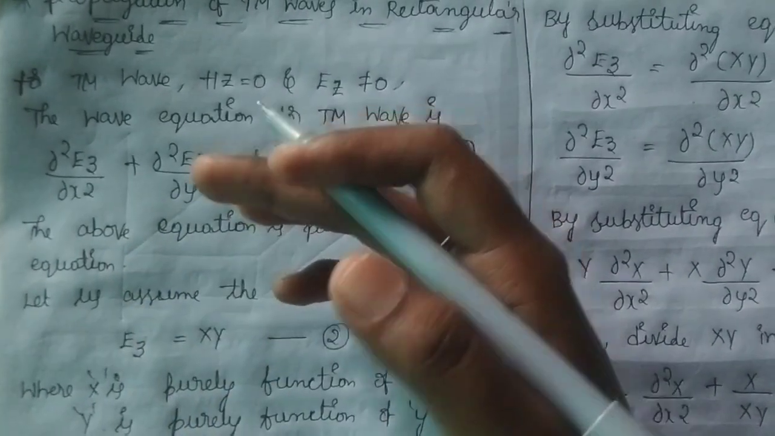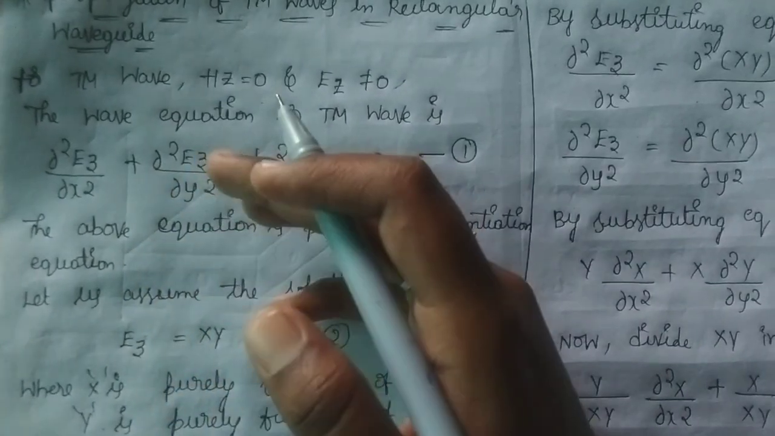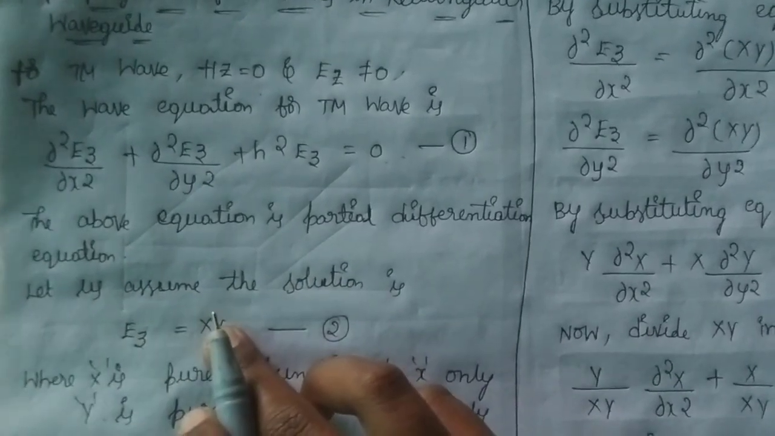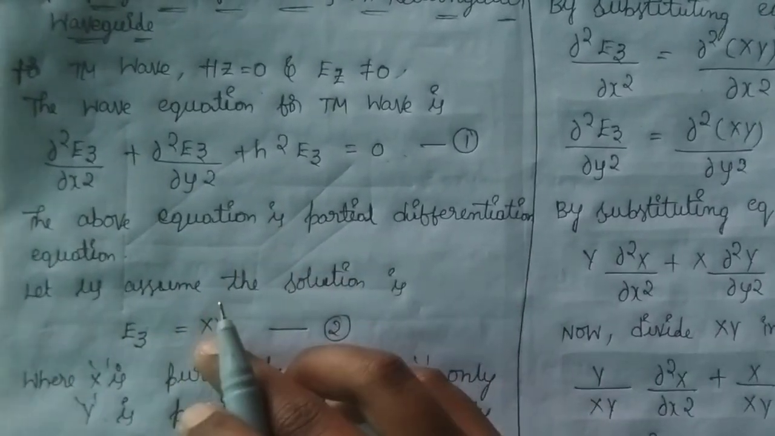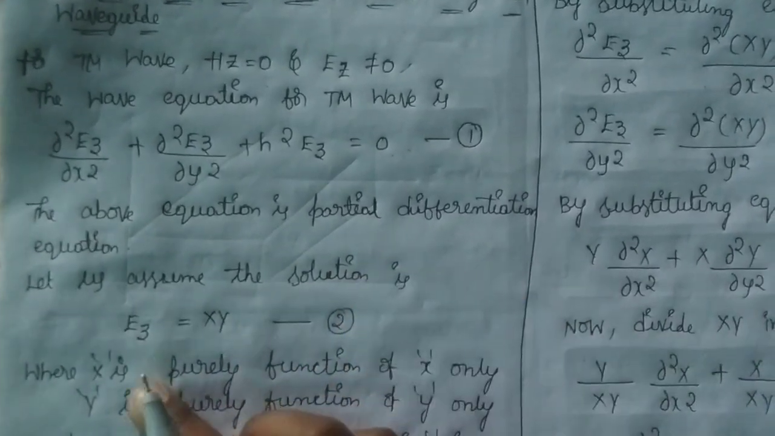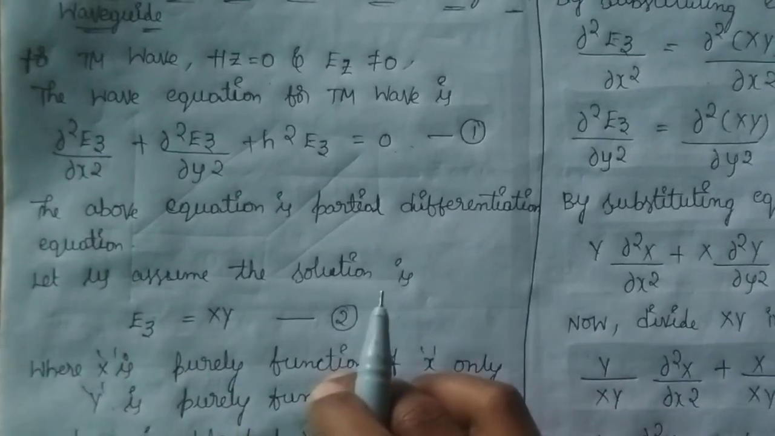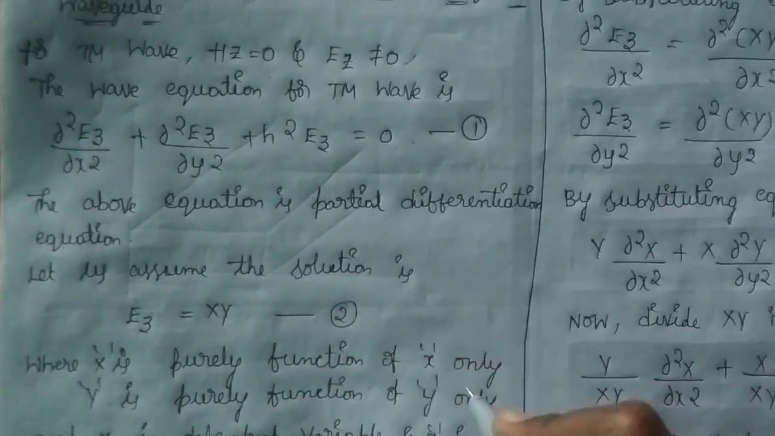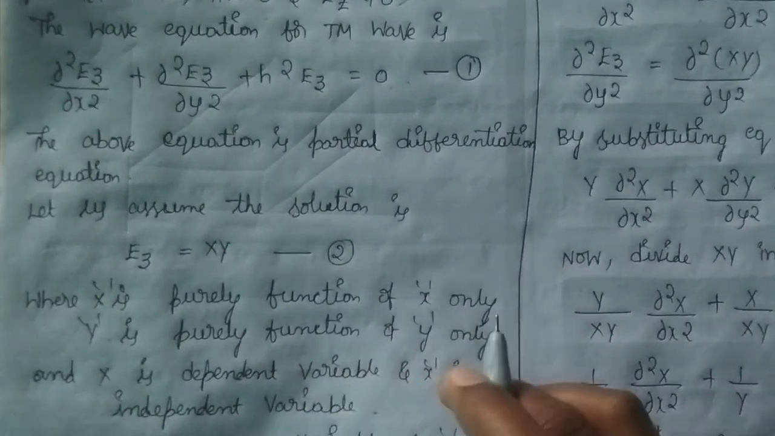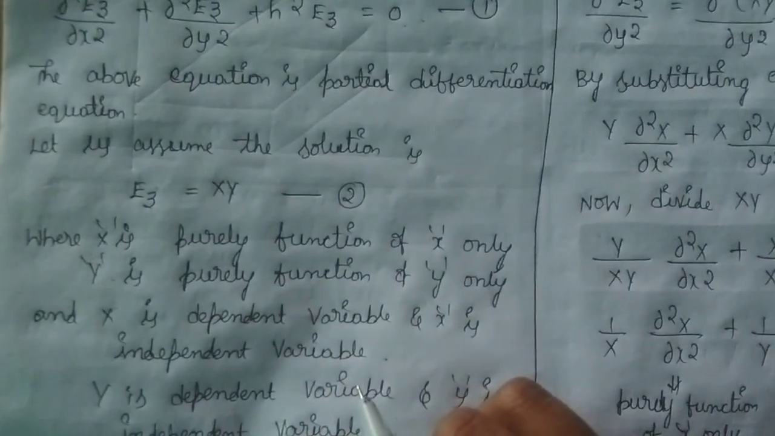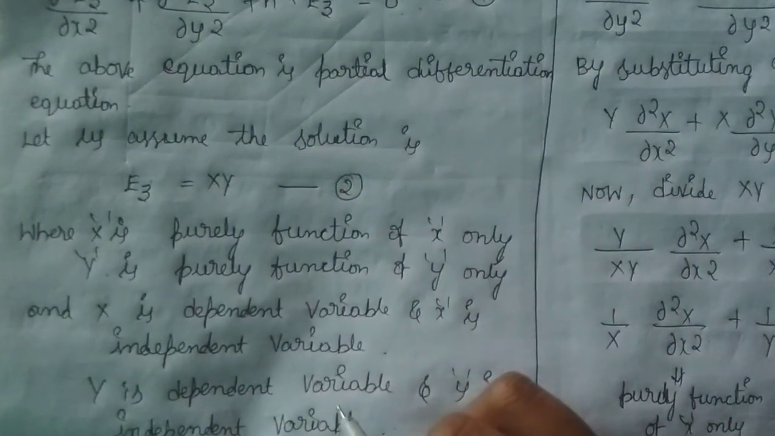Now we observe that the above equation is a partial differential equation. So let us assume the solution Ez is equal to capital X capital Y. Consider this equation as second equation. Here capital X is purely a function of small x only and capital Y is purely a function of small y only. Capital X is the dependent variable and small x is the independent variable. Similarly, capital Y is the dependent variable and small y is the independent variable.